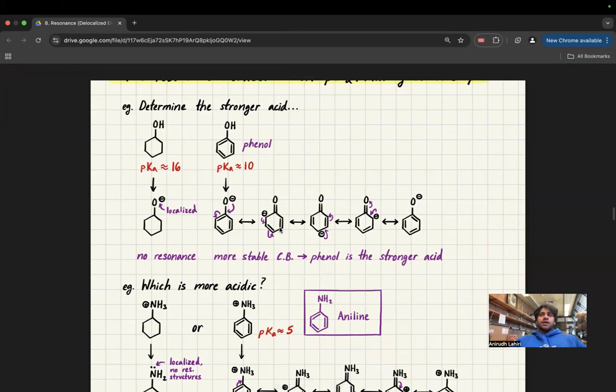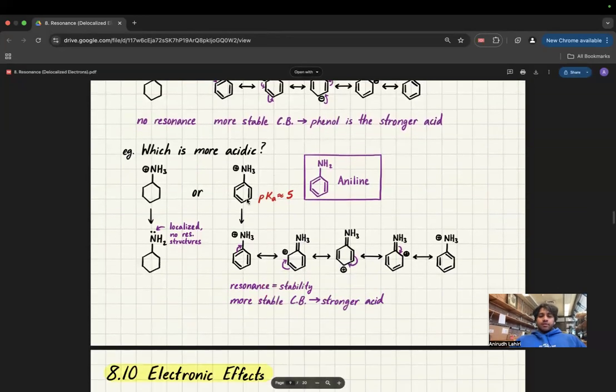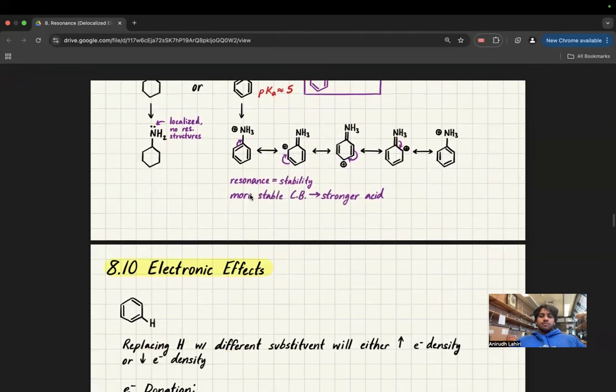It's like you got a 50 on a test, and you only have one test, versus you have five tests. Cool. Which is more acidic? Resonance structure. So the thing that's resonance stabilized will always be the thing that's more stable, more acidic, etc.